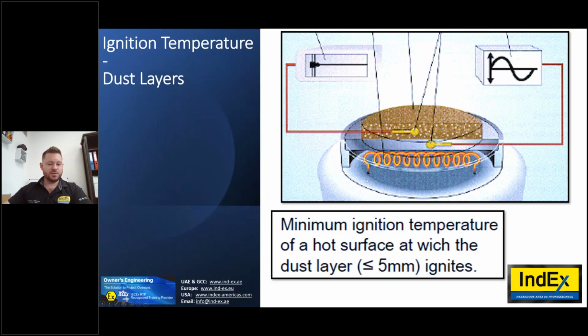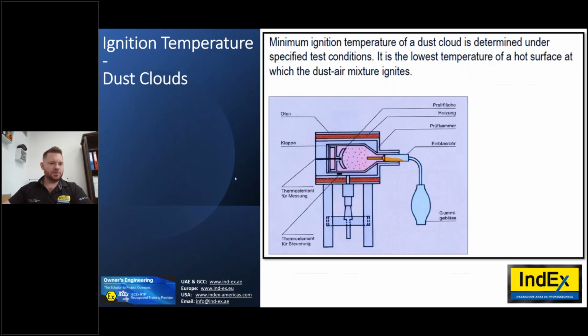Now, the ignition temperatures: there are two different ignition temperature characteristics that must be considered. Layer ignition is the minimum ignition temperature of a hot surface at which the dust layer ignites at 5 millimeters, but there are other considerations for 10, 15, 20, all the way up to 50 millimeters. Ignition temperatures with dust clouds are determined under a specific test condition. It is the lowest temperature of a hot surface at which a dust-air mixture, a cloud, ignites.